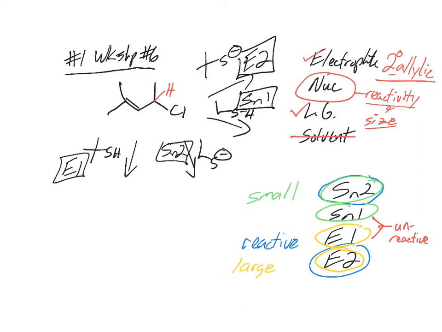But don't overcomplicate it. Isolate the factor. This is secondary allylic, that can be anything. Okay. Leaving group's the same. That can't be it. The solvent, we don't even have the solvent, so it's not even an issue. This case was all about the nucleophile. Isolate those factors and remember what's important.